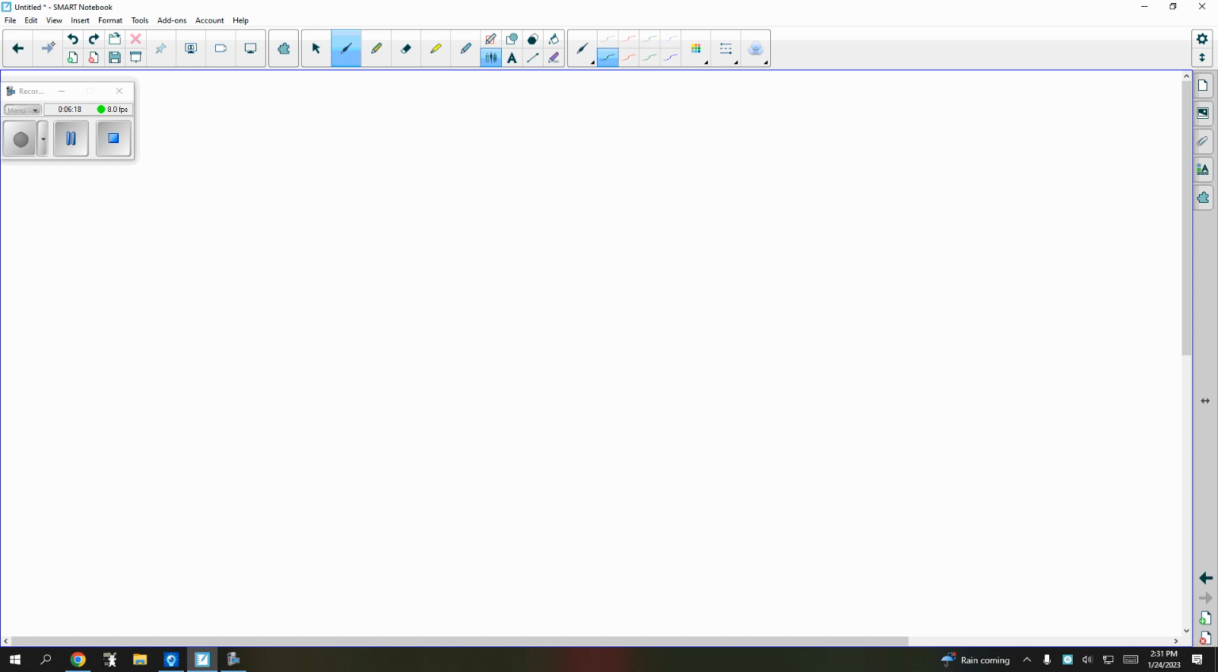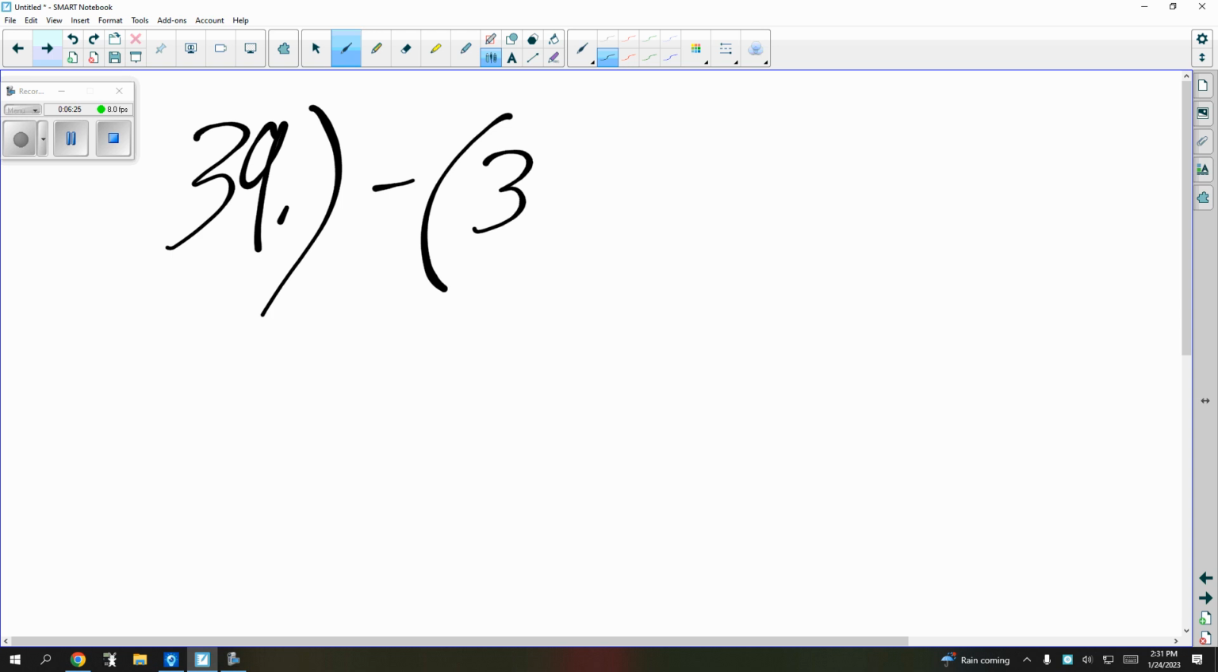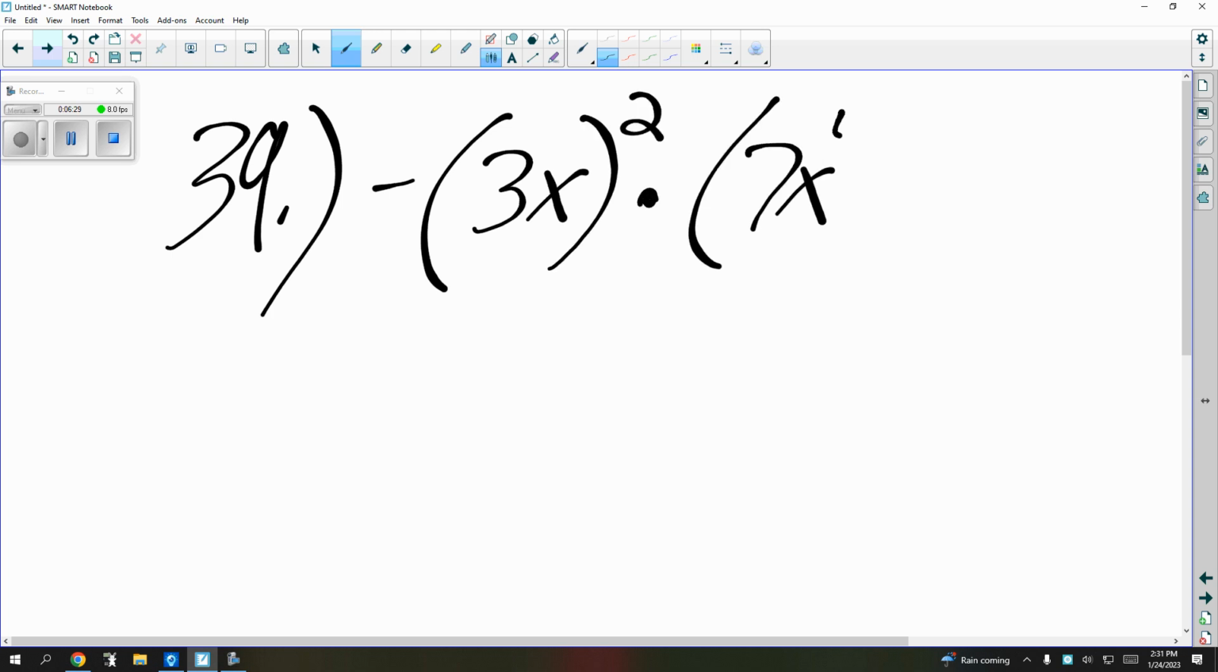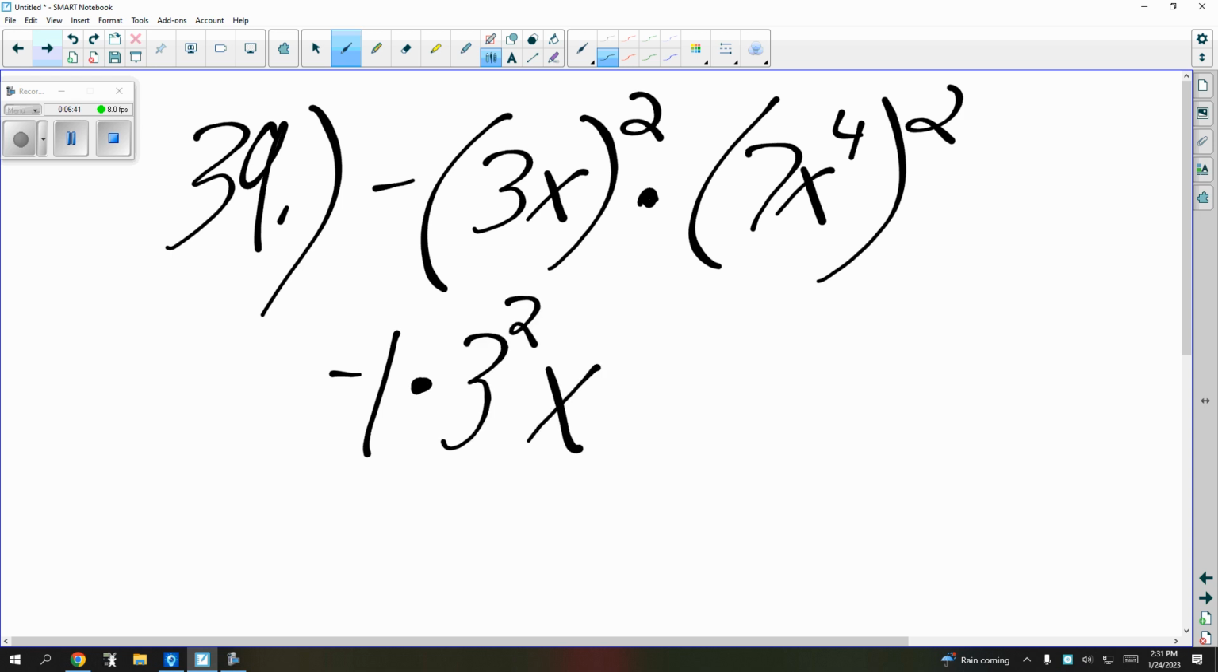Here we go. Number 39. Number 39 looks like this and that and this and that. I sure hope it snows now that I made that video. And this and that. Wowza. Okay, the negative just stays out there. Nothing happens to it. It's -1 times whatever. Well, it's -1 times 3 squared times x squared times 7 squared times x to the 8th. So if you're struggling with this, that's what you need to think.